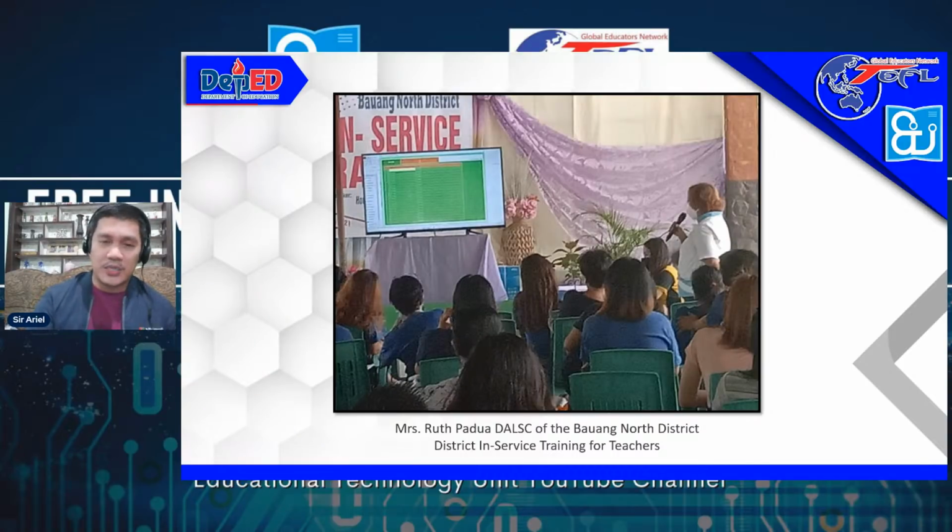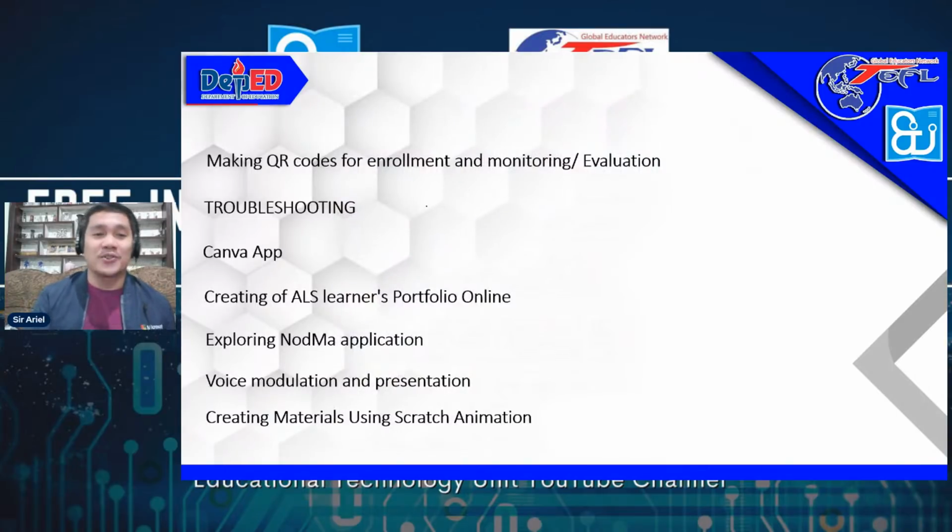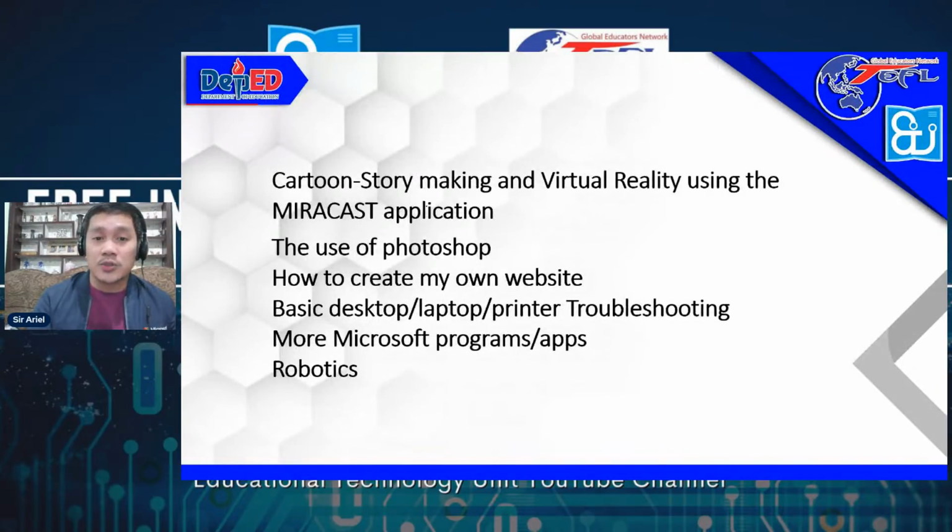Here are their answers. We actually ask for evaluation for our events, and some of the suggestions were making QR codes for enrollment and monitoring evaluation, troubleshooting for printers and computers, Canva app, creating an ALS learners portfolio online, exploring the NODMA application for science, voice modulation and presentation, creating materials using Scratch animation, cartoon story making and virtual reality using the Miracast application, the use of Photoshop, how to create my own website with the use of Google Sites, basic desktop, laptop, and printer troubleshooting, more Microsoft programs or apps, and robotics.